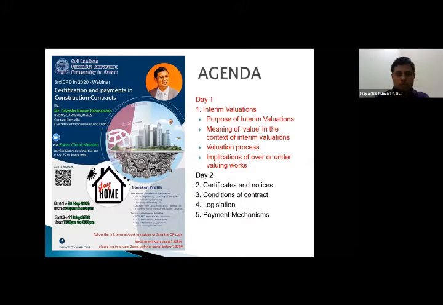Right. Today's topic is about interim valuations, which is one of the major documents that any quantity surveyor practicing at site is exposed to. So under that, there are 4 different things which I'm going to talk about. What is the purpose of interim valuations? Then the meaning of value in the context of interim valuations, the valuation process, and the implication of over or undervaluing works. Before going into that, we will understand what exactly a valuation is.